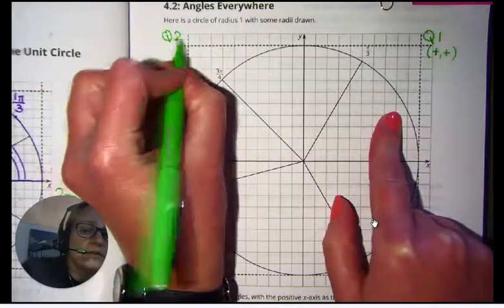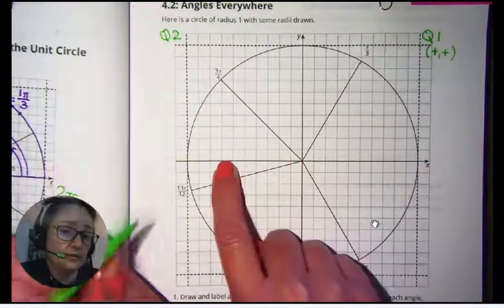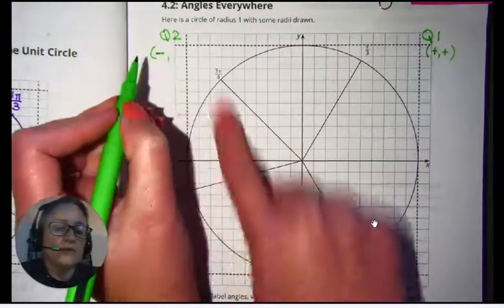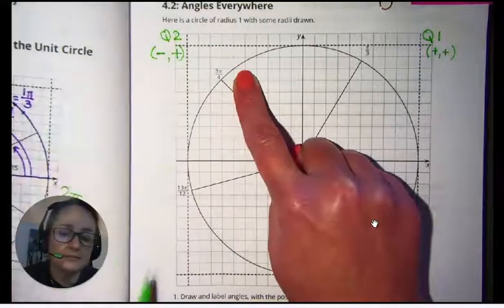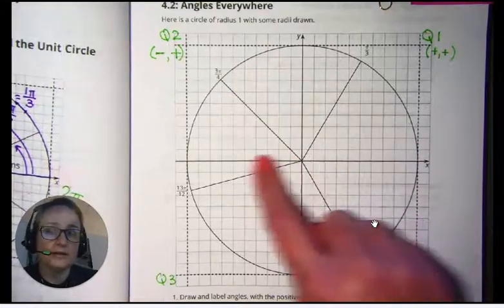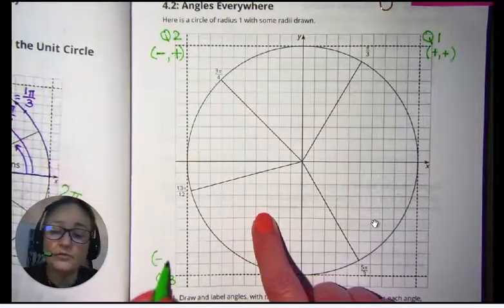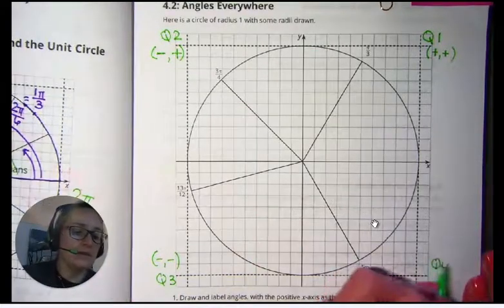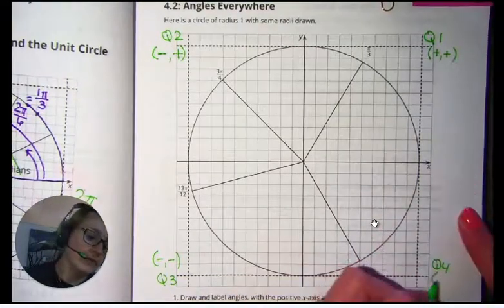To the left is quadrant 2, where x's have to move negative to get there, and y's have to move positive to move up above the x-axis. Quadrant 3 has negative x values and negative y values, so a negative happening here. And last but not least, quadrant 4, positive x values, negative y's.